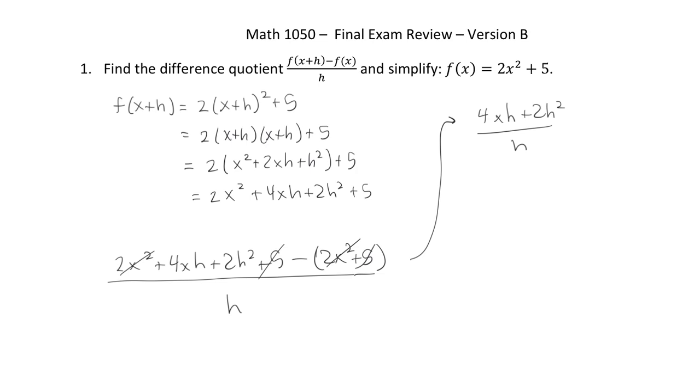And then if you factor out an h from the numerator, that leaves you 4x plus 2h. And then cancel the h. You're left with 4x plus 2h.